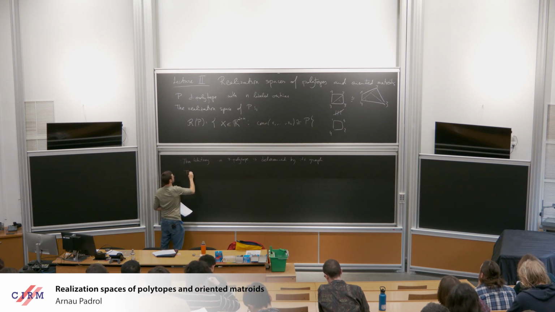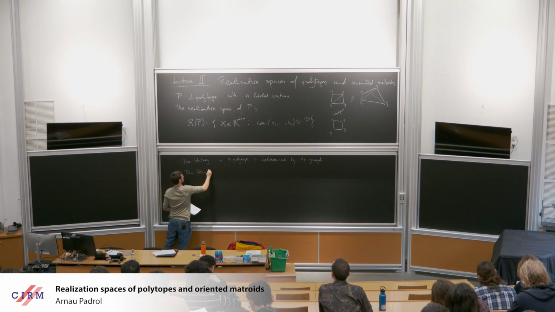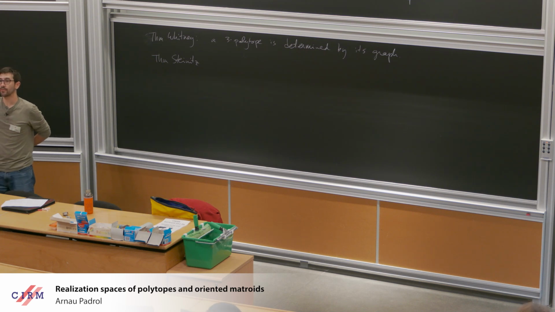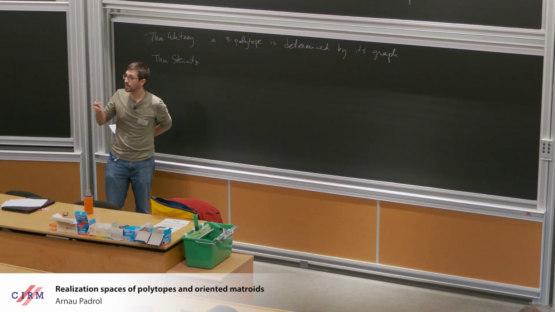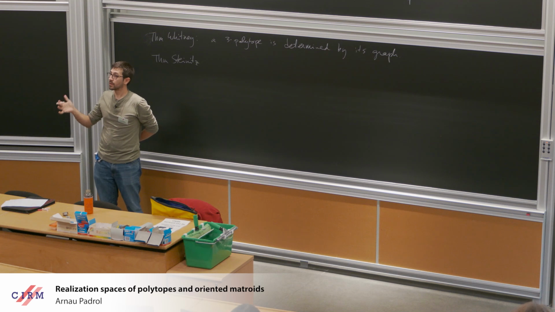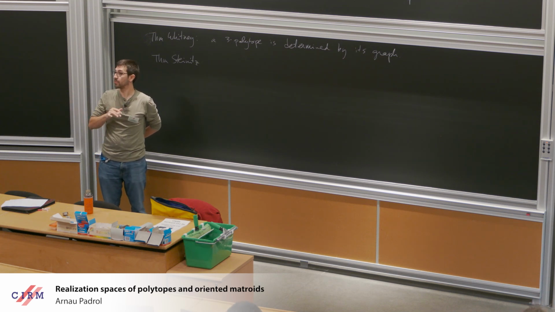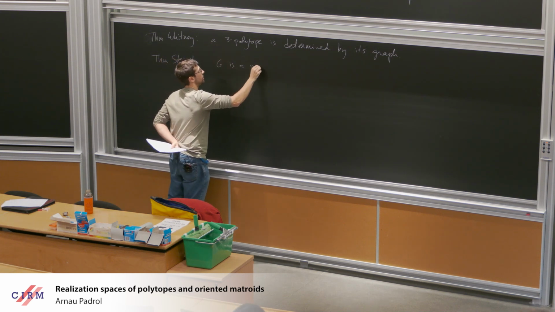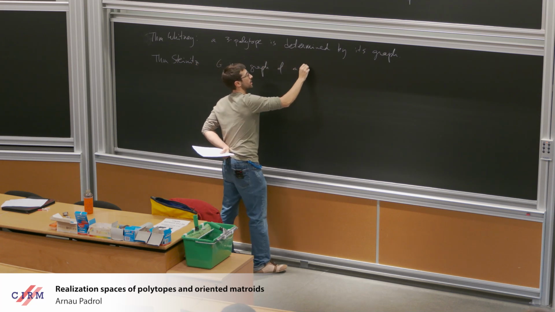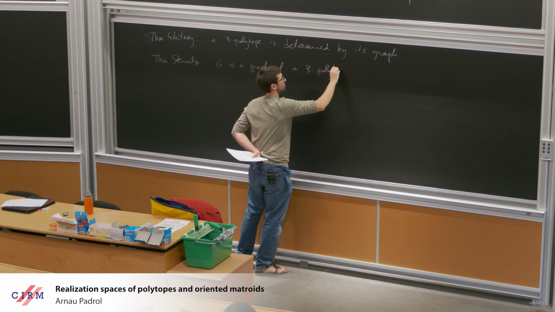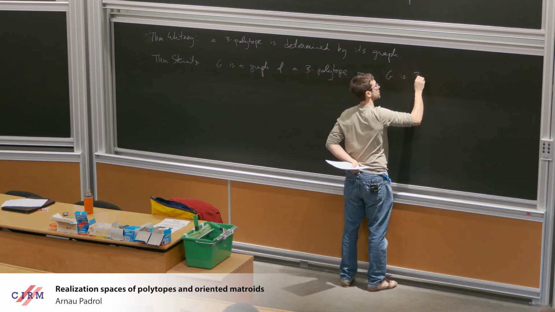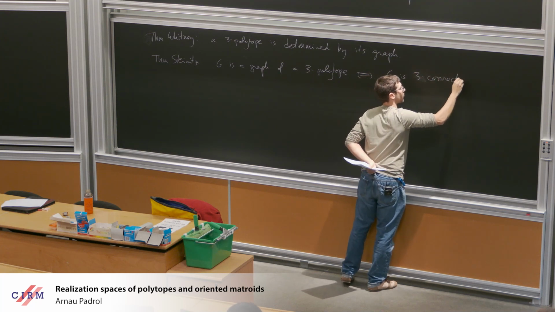And Steinitz tells us that it is easy to decide which graphs are graphs of three-dimensional polytopes, okay? Which will tell us that it is easy to decide which combinatorial structures can be realized as three-dimensional polytopes, okay? He says G is a graph of a three-dimensional polytope if and only if G is three-connected and planar.